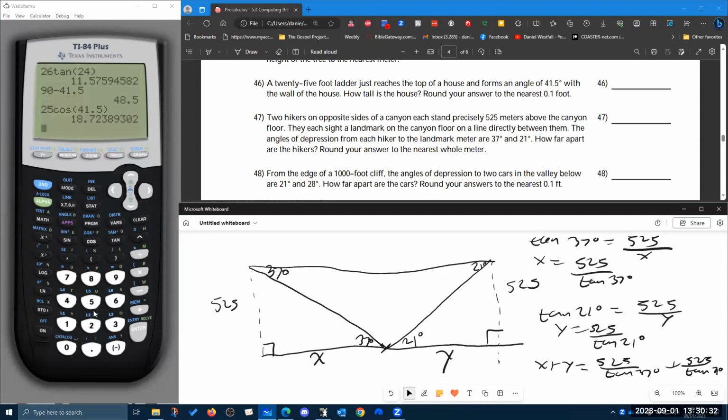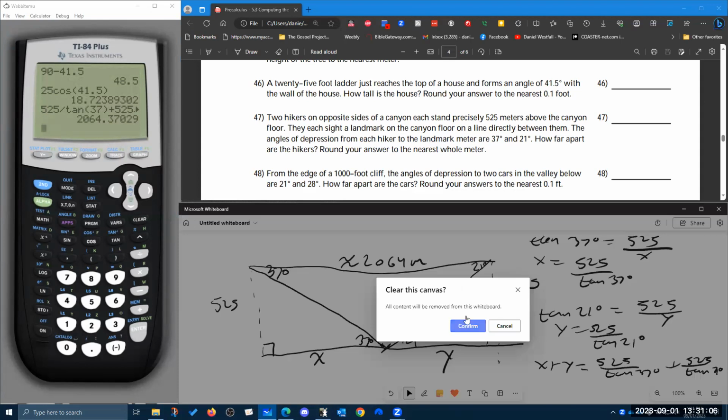Let's figure out what that is. 525 divided by tan 37 plus 525 divided by tan 21. And I get that the total distance between them to the nearest whole number is about 2,064 meters. I think I have just one more question here.